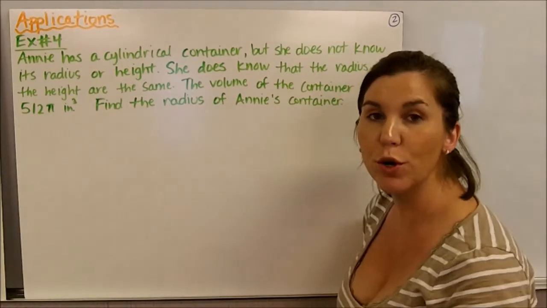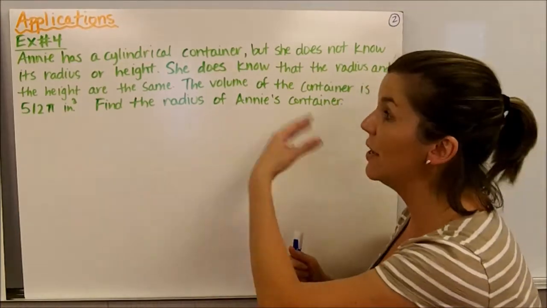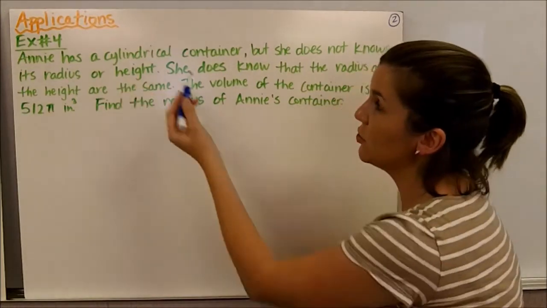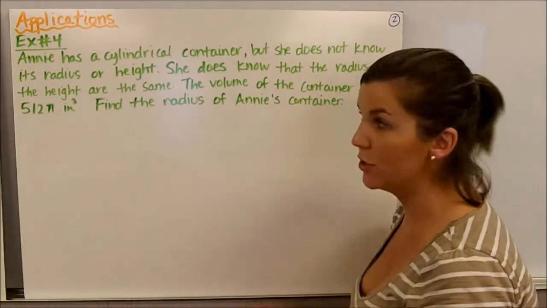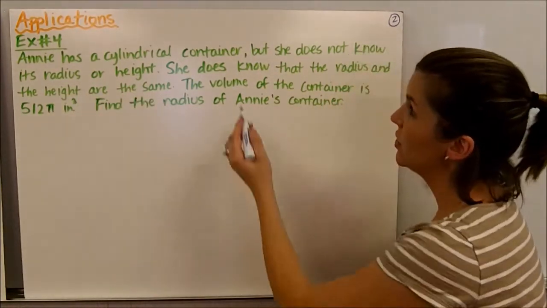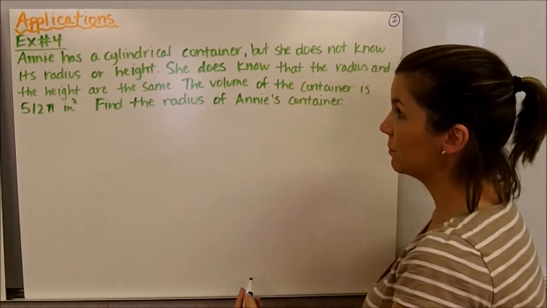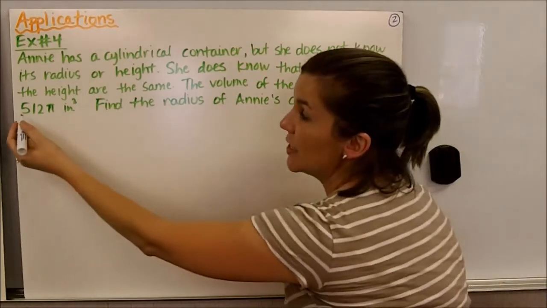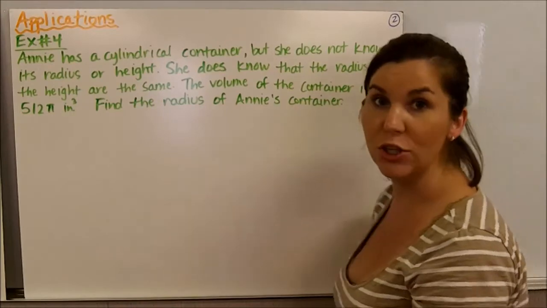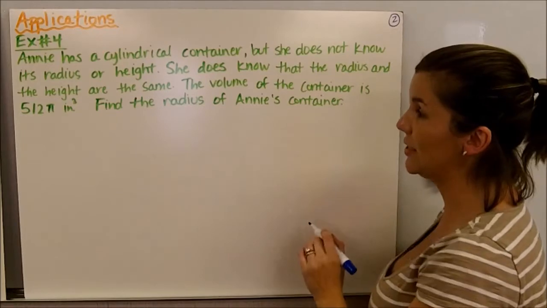Application. So we're going to talk about some word problems that would actually involve solving literal equations, and these are volume types of problems. Annie has a cylindrical container, so it's in the shape of a cylinder, but she does not know its radius or height. She does know that the radius and the height are the same. The volume of the container is 512 pi inches cubed. Now, volume is a cubic measurement. Find the radius of Annie's container.